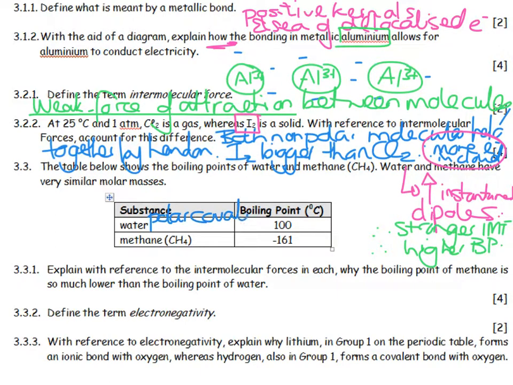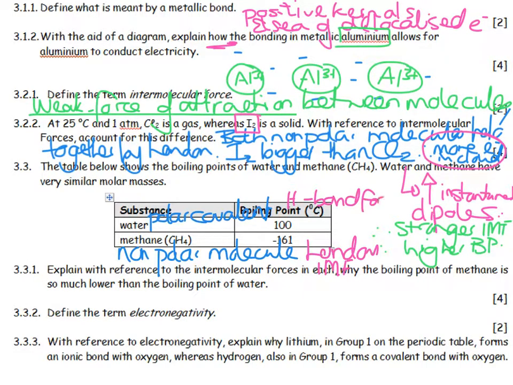covalent. And although methane has got polar covalent bonds, it is a non-polar tetrahedral molecule. That means that it is held together by London IMF. So the intermolecular force is London, whilst water is hydrogen bond forces. Hydrogen bond forces are strong. London forces are weak. That means that water will have a high boiling point, but methane will have a low boiling point.